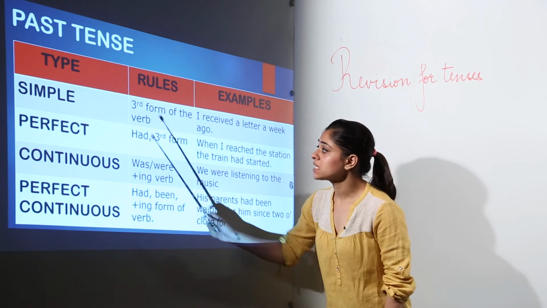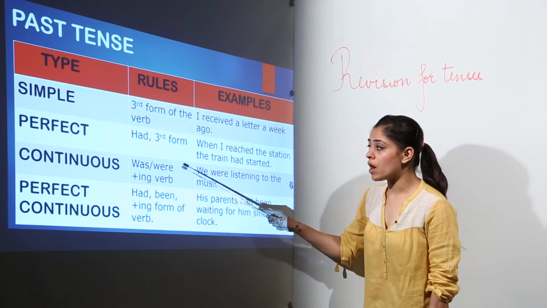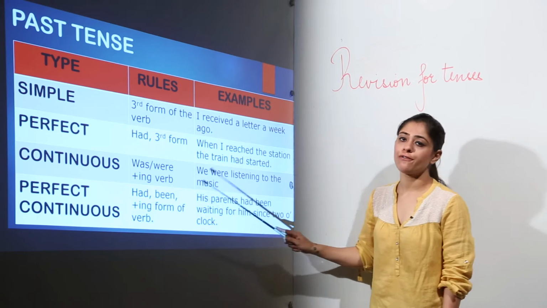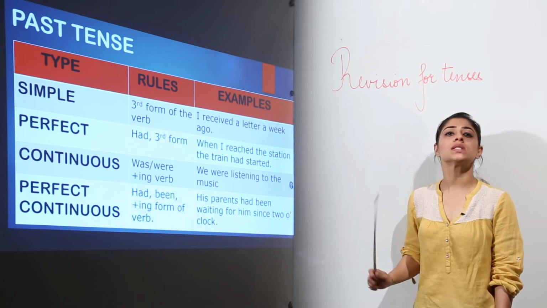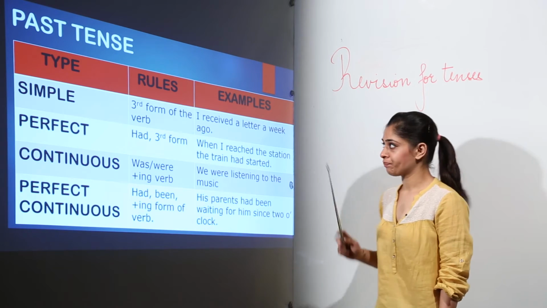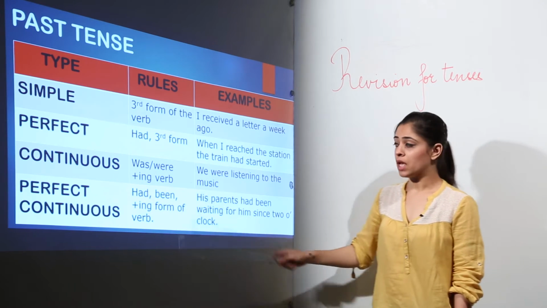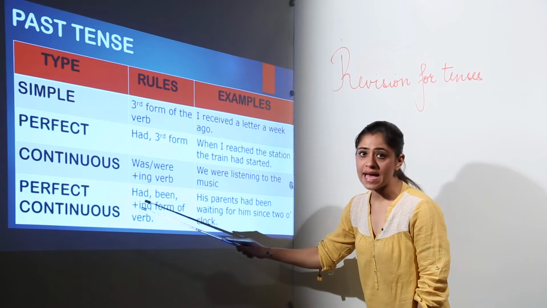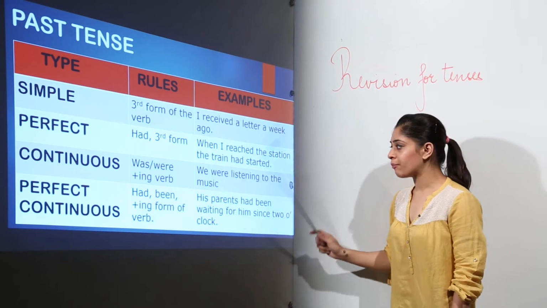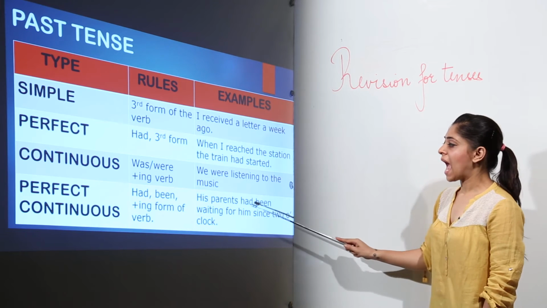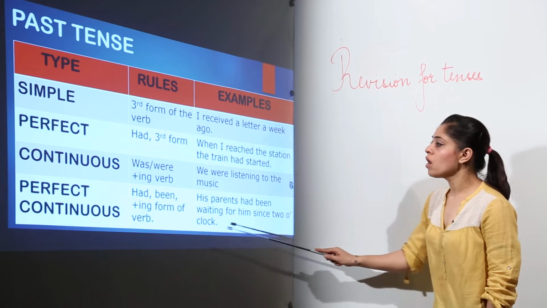Next is past continuous tense. The rules imply was, were plus ing form of the verb. We were listening to the music. He was dancing in the rain. Next is past perfect continuous tense. The rules we use are had, been plus ing form of the verb, and the example here is, his parents had been waiting for him since 2 o'clock.